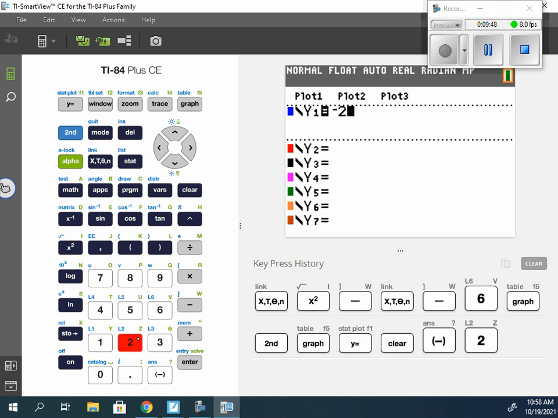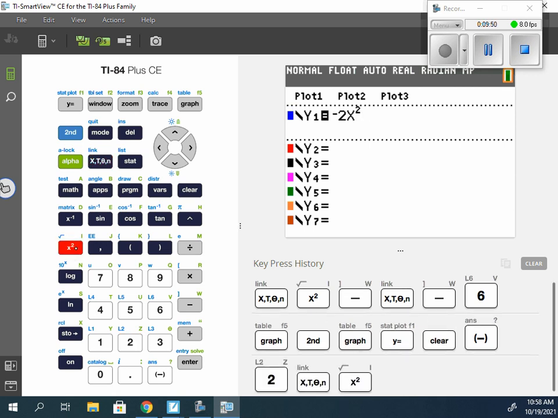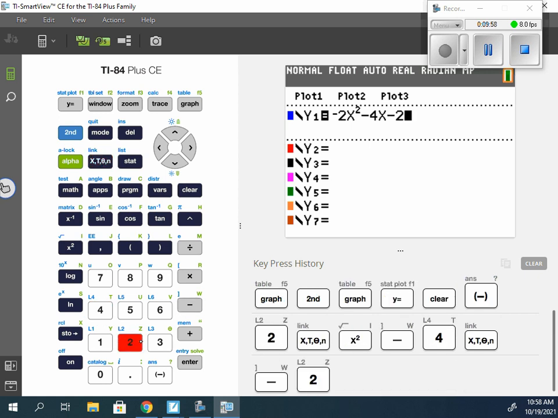So -2x squared minus 4x minus 2. Now in front of whatever the first term is, if it's negative, we're going to use the negative sign. Any other ones after that, we need the minus sign to show subtraction. If you try to put a minus sign in front of the first term and there's nothing in front of it, it'll throw up an error. It wants a negative there, but we need subtraction everywhere else.